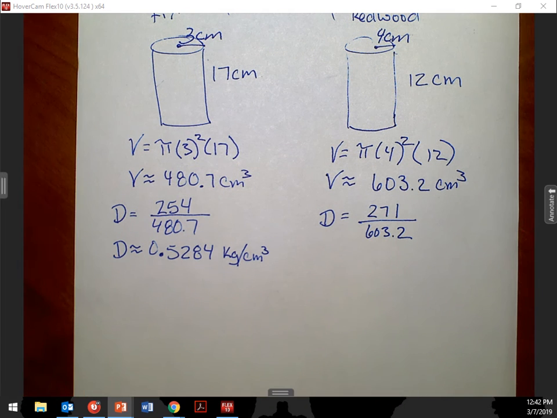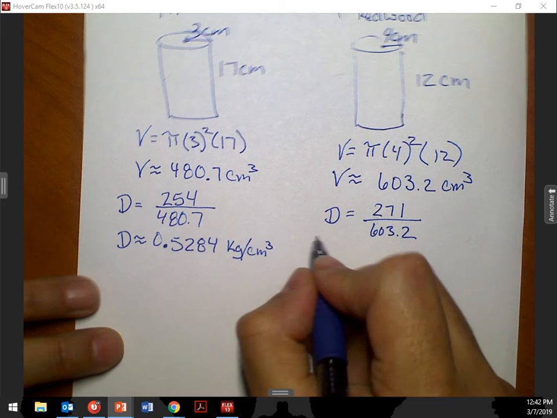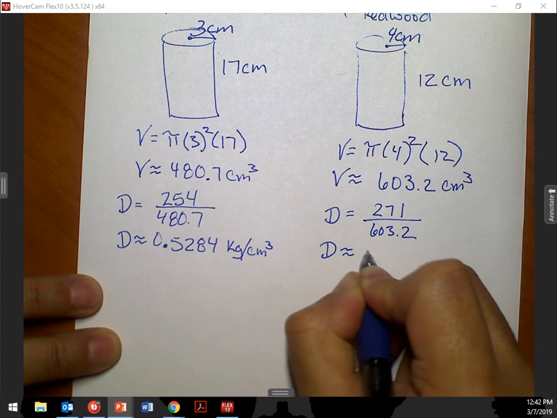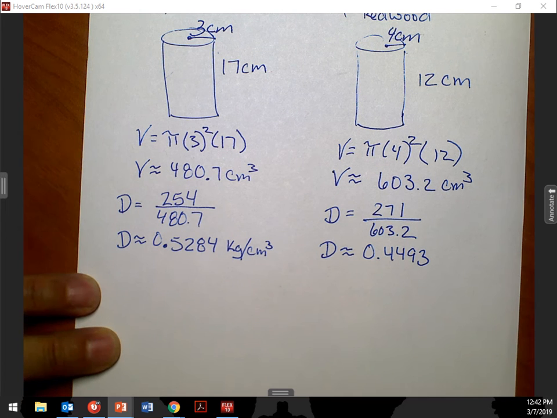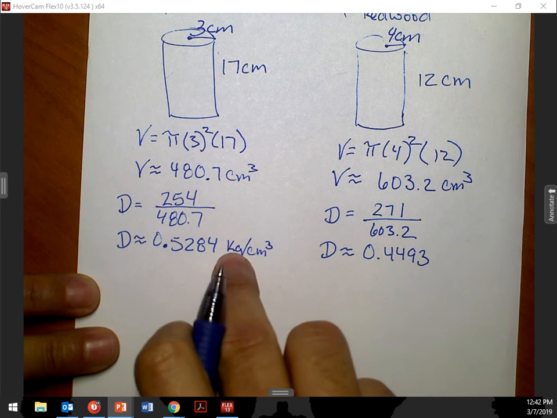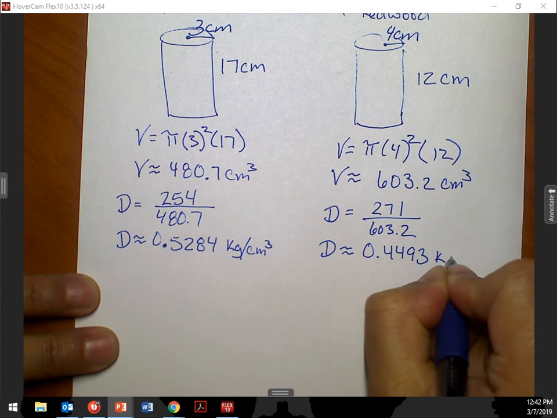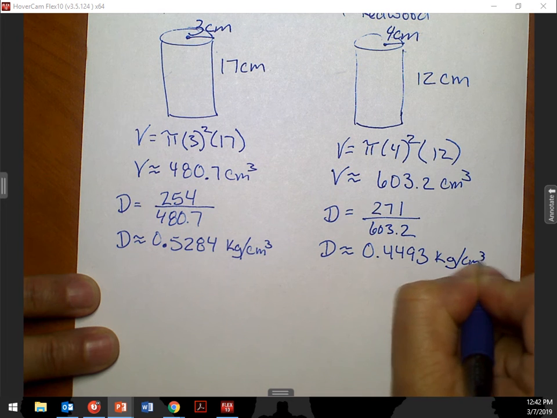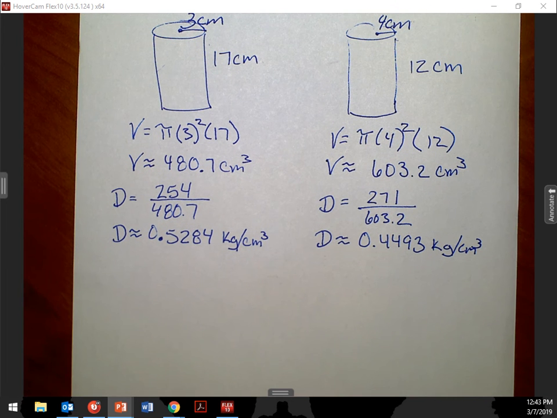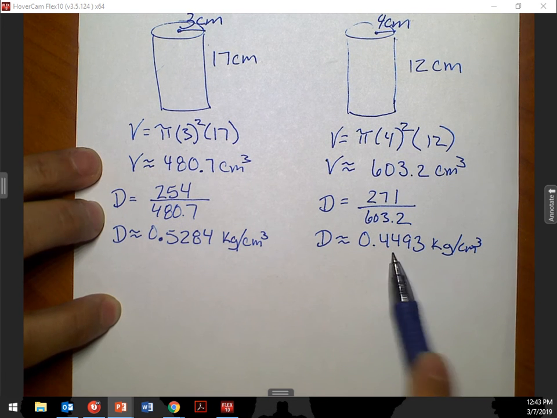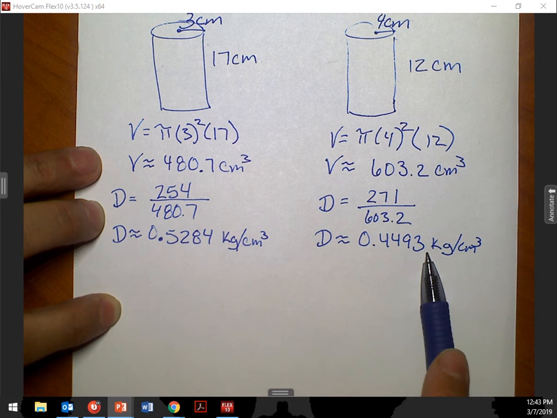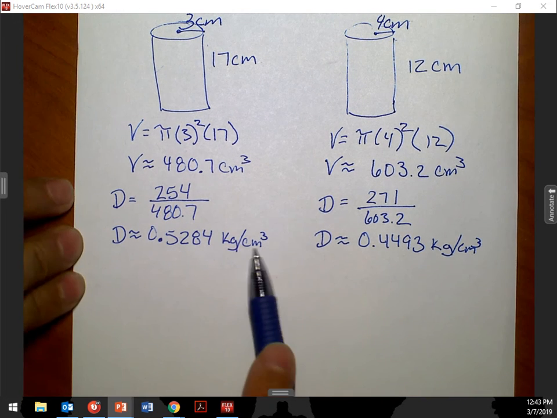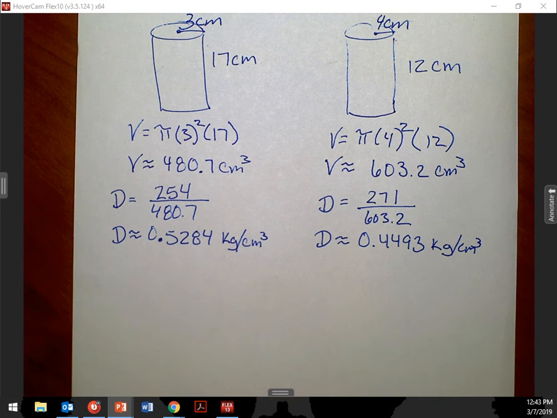All right, so now let's do the math on this one. 0.4493. So density, 0.4493. I rounded it. Okay, very good. And what are my units in this one? Kilograms. Yep, very good. So it's kilograms per cm cubed. So this is going to be a ratio. So now, for every cubic centimeter, it is this many kilograms.